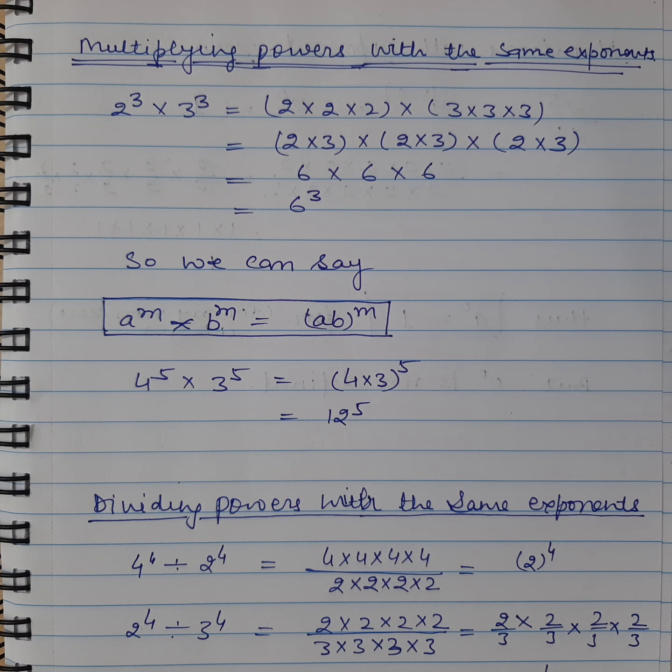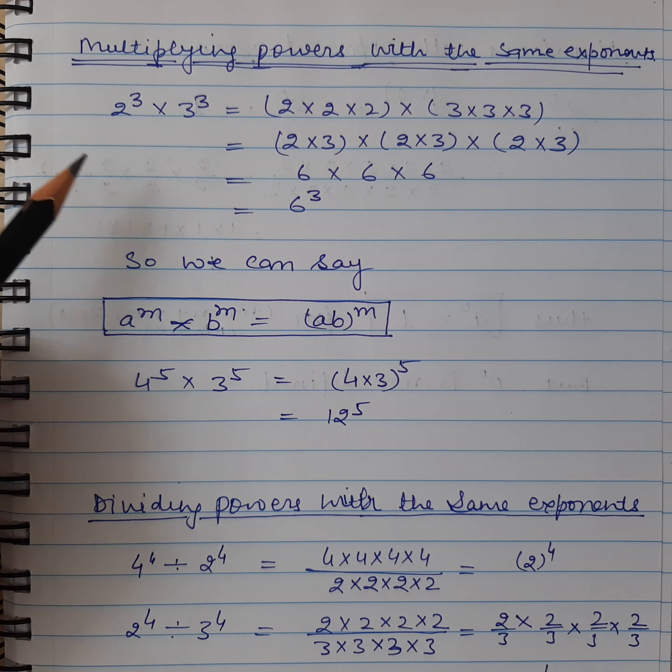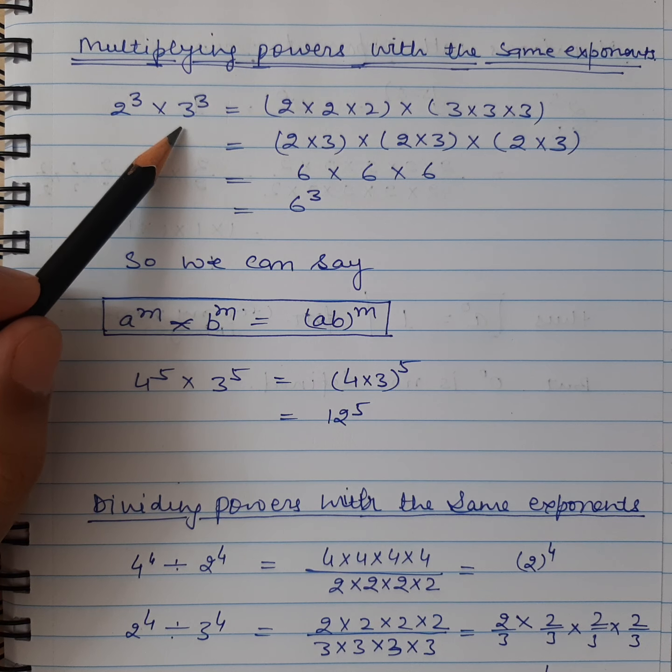Hi, in this lecture, I'll explain how to multiply powers with the same exponents. So the bases are different, but the exponents are the same. So let's take one example. Let's multiply 2 raised to power 3 with 3 raised to power 3.